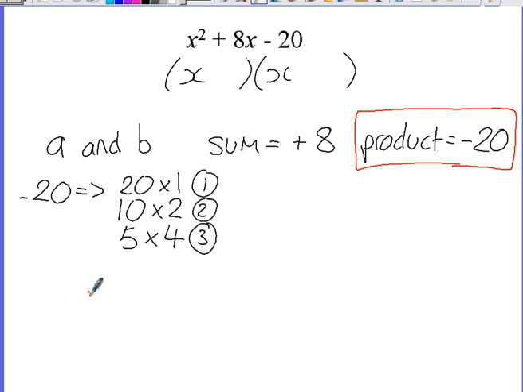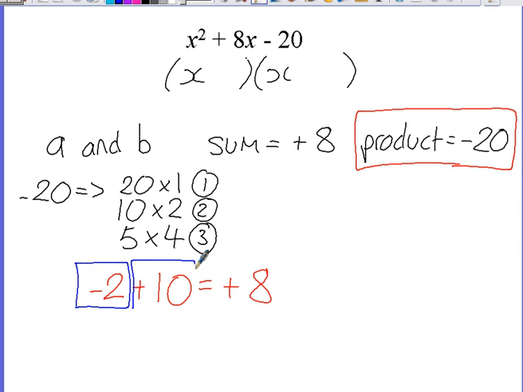Well, if I take negative 2 and then I add 10, so I take the sum of negative 2 and 10, that gives me an answer of positive 8. So now I've found my 2 values. My first value is negative 2, my second value is positive 10. Now obviously we need to check this before we put it into our final answer, so I'm going to expand using the box method. So I'll do that in a different colour so you can see the checking process.